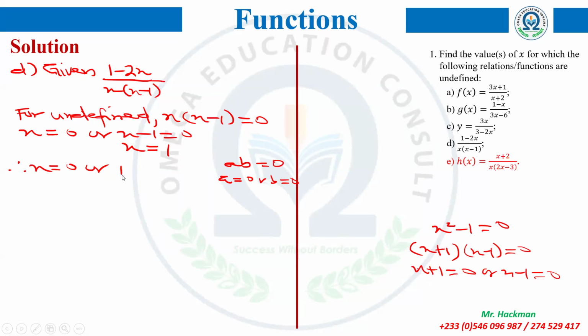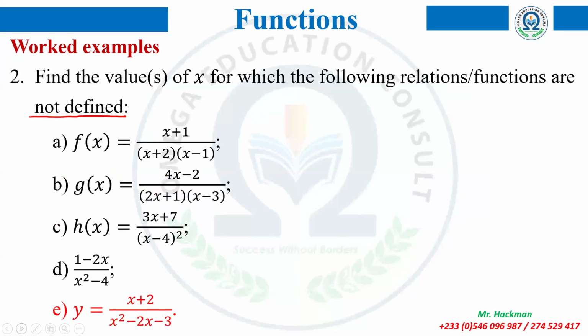Then let's go to 1. If x is equal to 1, this will be 1 into 1 minus 1, and 1 minus 1 is 0. So you get 1 times 0, which will also give us 0, making the denominator 0 and making the whole of this fraction undefined. So this is also another possible value of x for your function or relation here to be undefined. Okay? Yes, please.